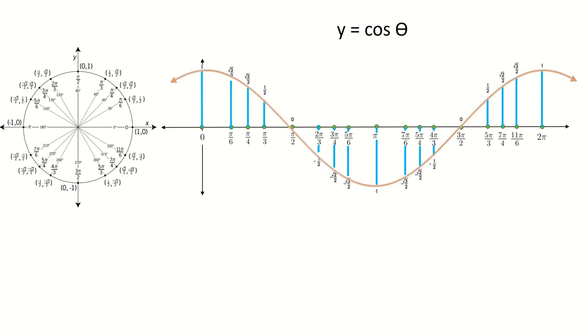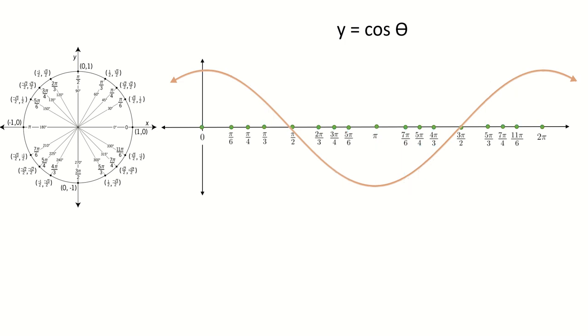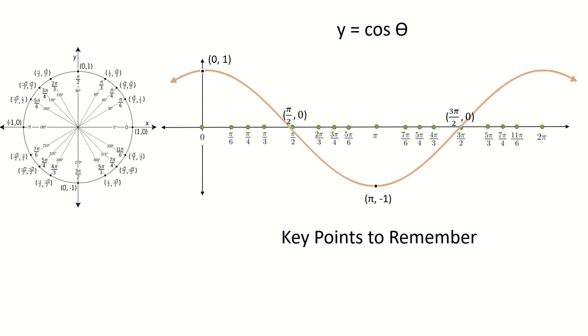So this is the cosine wave. And there's some key points to remember on that cosine wave: the local max and mins, and then the x-intercepts. So 0, 1; pi over 2, 0; pi, negative 1; 3 pi over 2, 0; and 2 pi, 1.